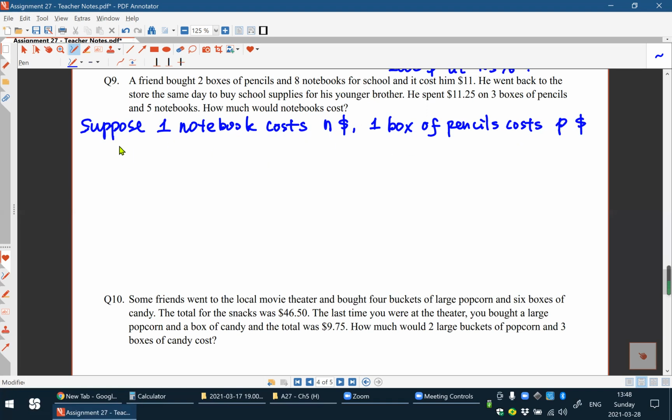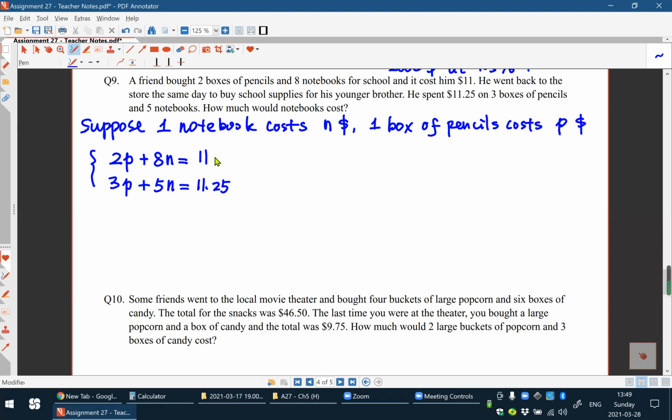Okay, so first of all, we know that if we buy two boxes of pencils plus 8 notebooks, that will cost us $11, right? Okay, second, we know that if we buy 3 boxes of pencils, that is 3P, plus 5 notebooks, which is 5N, right? That will cost us $11.25, right? Okay, so these two pieces of information are interpreted from the English expression.